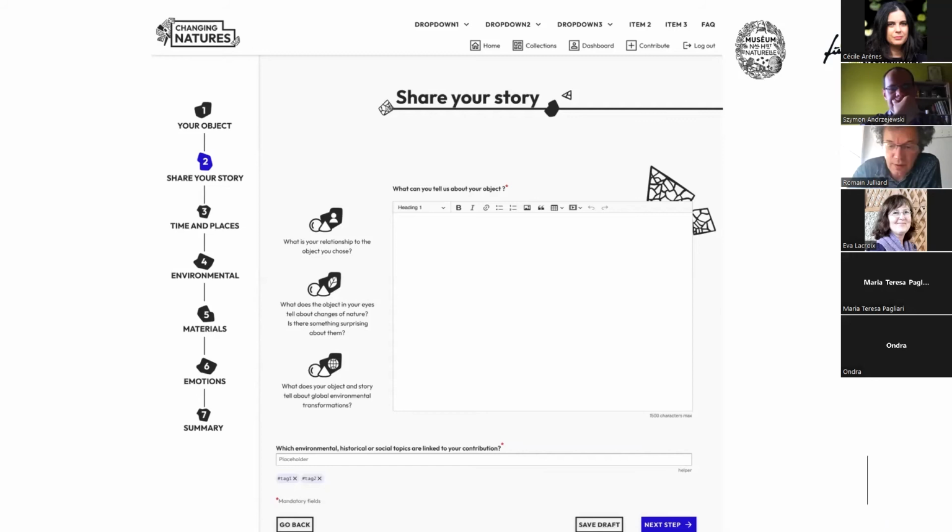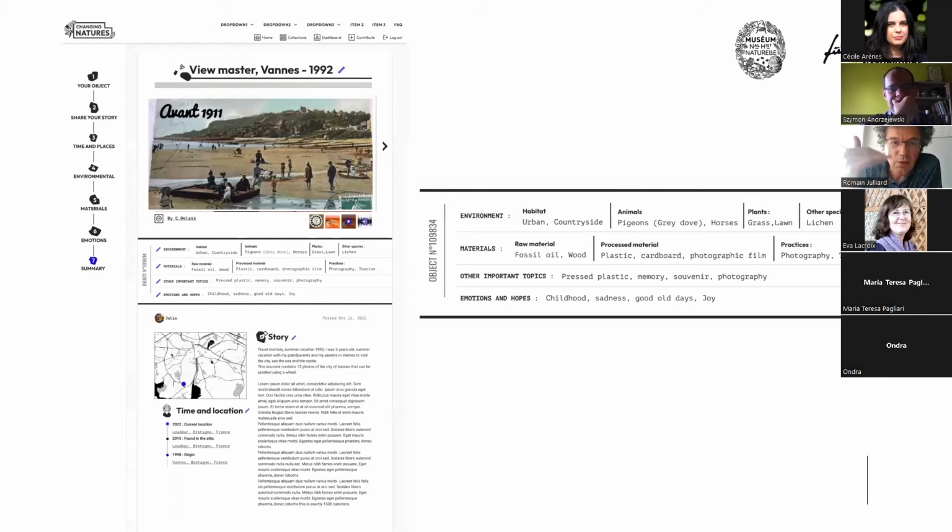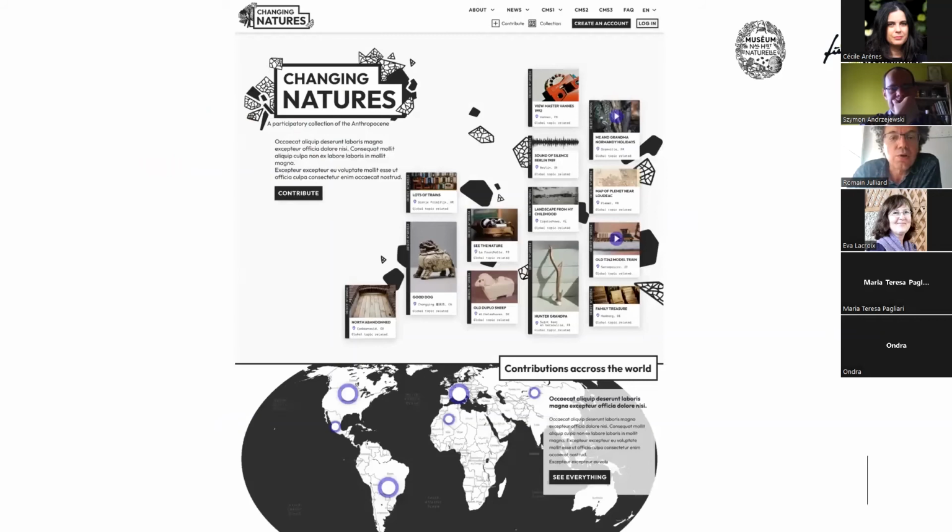So the document or the object is usually a picture or a video or a sound, but it's digitalized and uploaded on the website and described with different metadata categories that help to search the database afterwards, together with the story and some emotions and things like that. So that would be the home page. It's the projected home page. It will be released, as I said, next week.